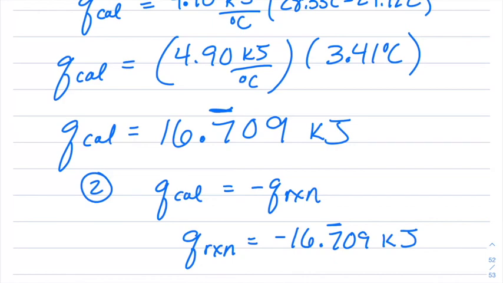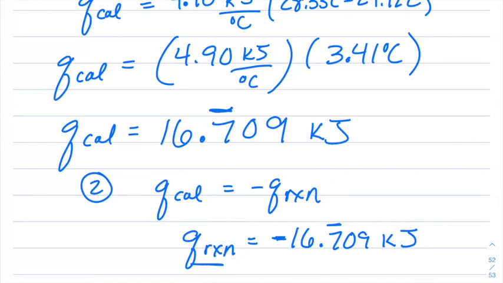In our case, we have a bomb exploding. So this is exothermic. It's given off its energy and the calorimeter is taking it in. So when we said Q of the calorimeter is a positive 16.709, that positive is because it took in that energy, but our reaction itself gave it out.